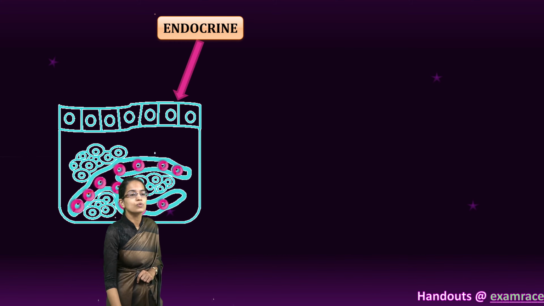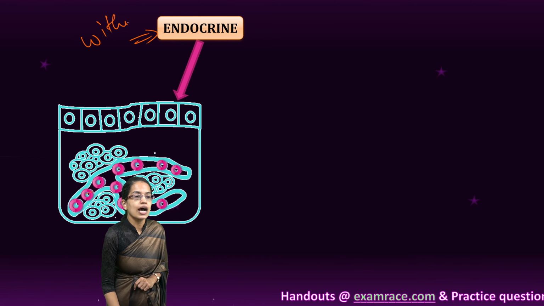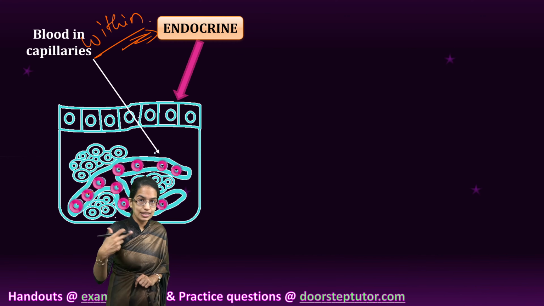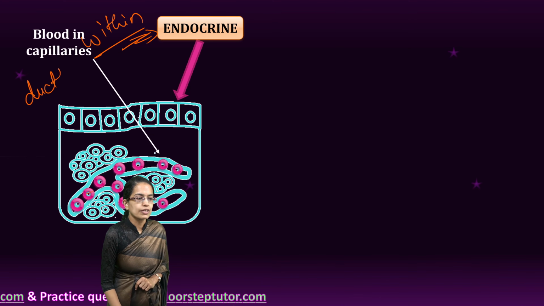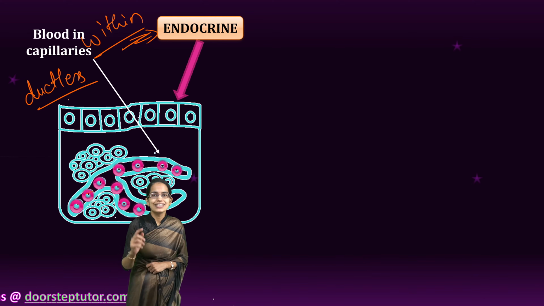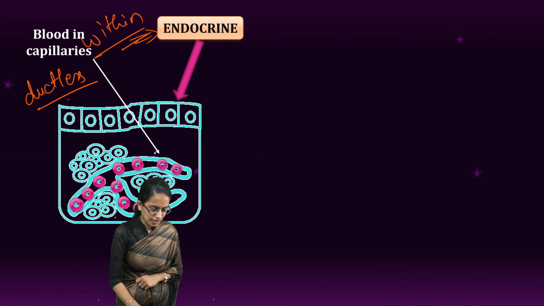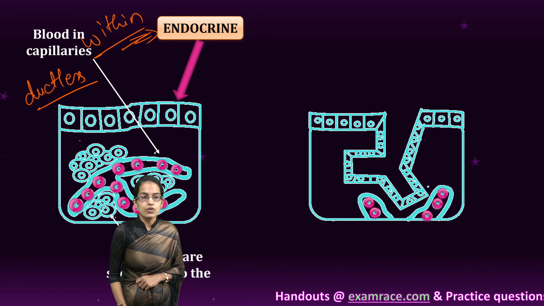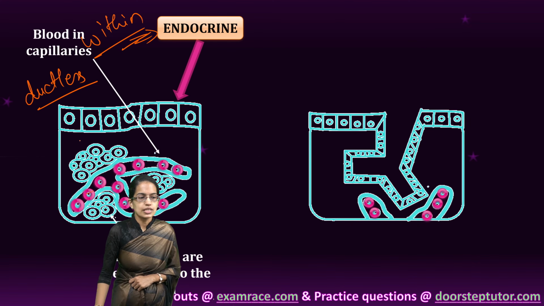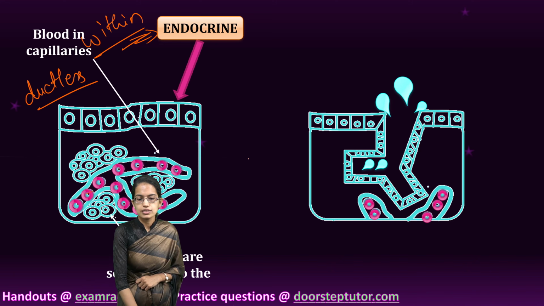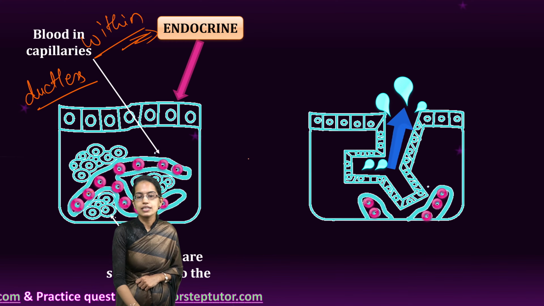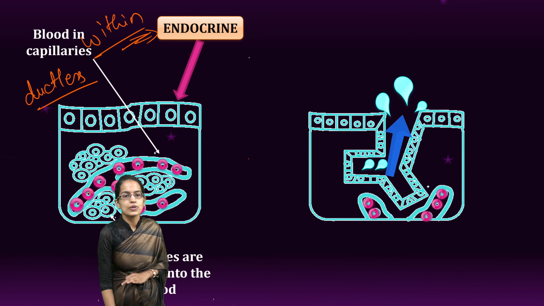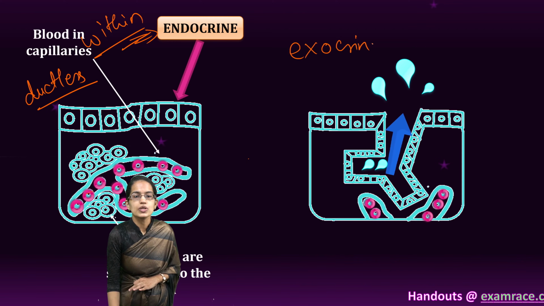Why? Endo means within. So the secretions are released directly within the blood, and since the secretions are directly released into the blood, there is no requirement for any ducts, and therefore these secretions are ductless, as we have seen here. However, on the other hand, we do have exocrine glands. The word exo means outside. So since it is an exocrine gland, what is the idea? The secretions are released, as you can see here, through the ducts, and the secretions are released out, and this is an example of exocrine glands.